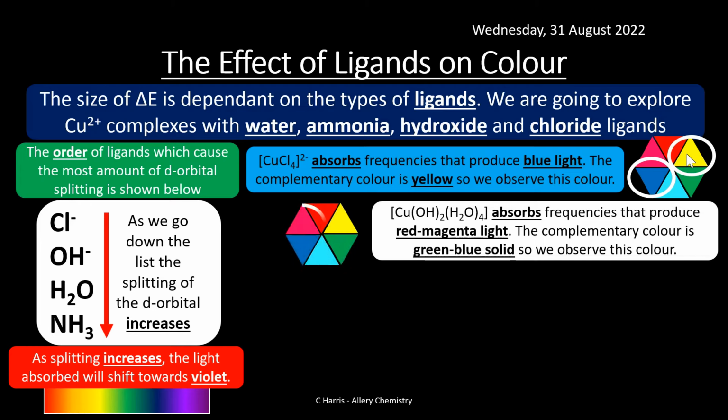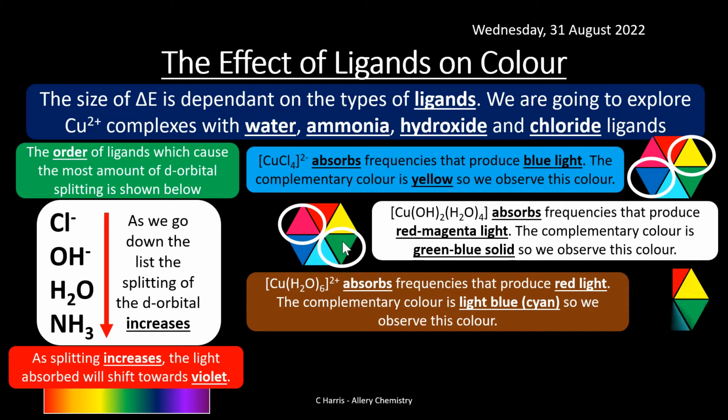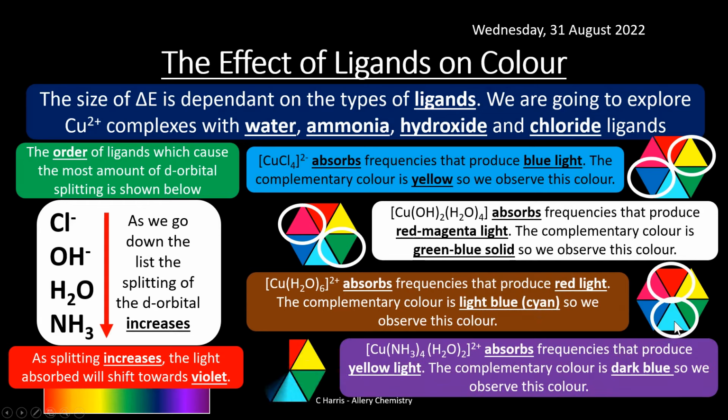If we look at hydroxide ions, some hydroxide and water, this absorbs frequencies that produce the red or magenta color. So the complementary color is green. So we get this greeny color here. And then for the copper with just the water, so just the pure water, this is the one down here, this absorbs frequencies that produce red light. So the complementary color is light blue or cyan, so that's what we see there. And then finally, with the ammonia ligand in there as well, this absorbs frequencies that produce yellow light, and the complementary color is dark blue, and that's the color we observe.